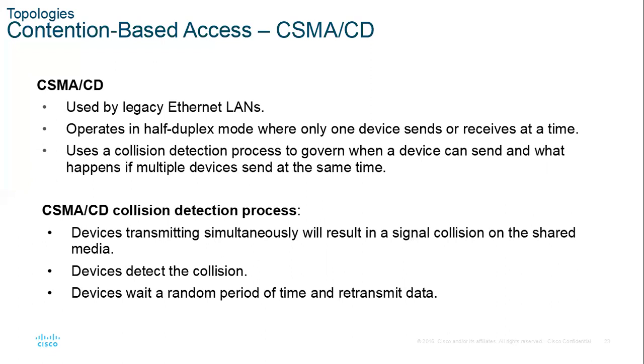CSMA/CD is used by legacy Ethernet LANs. Devices transmitting simultaneously will result in a signal collision on the shared media. Devices detect the collision, wait a random period of time, and retransmit. So there's no actual avoidance.